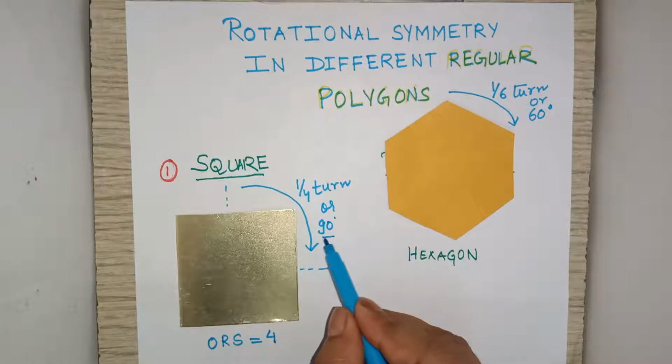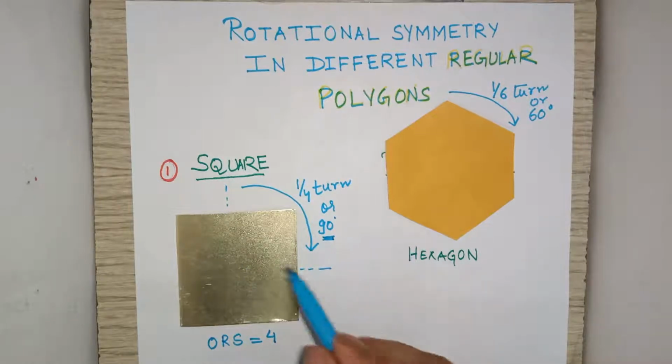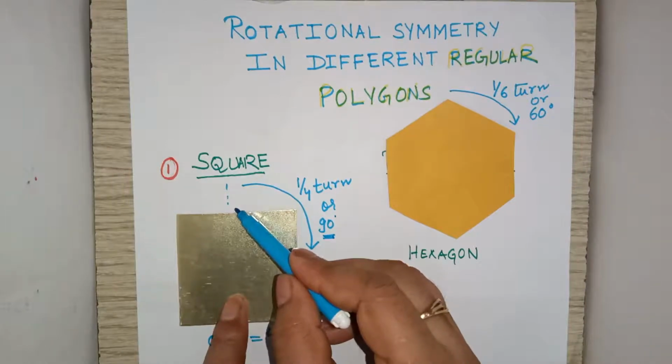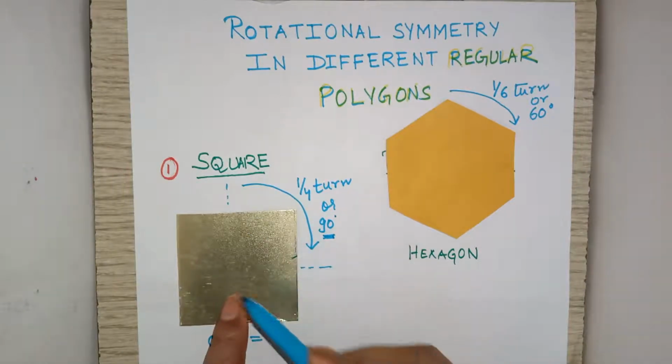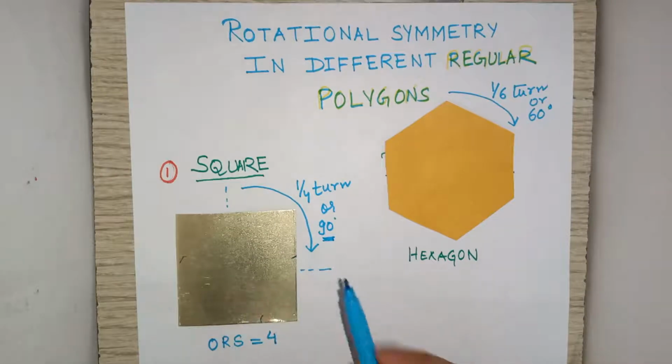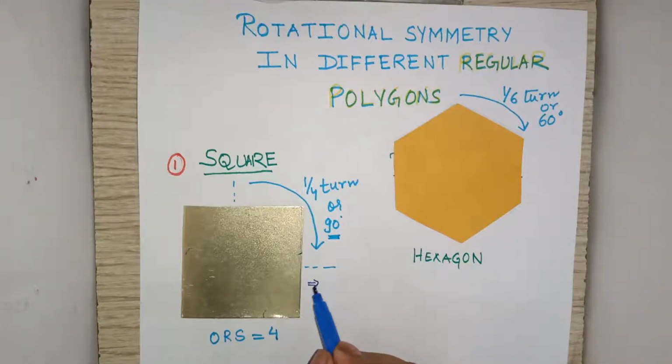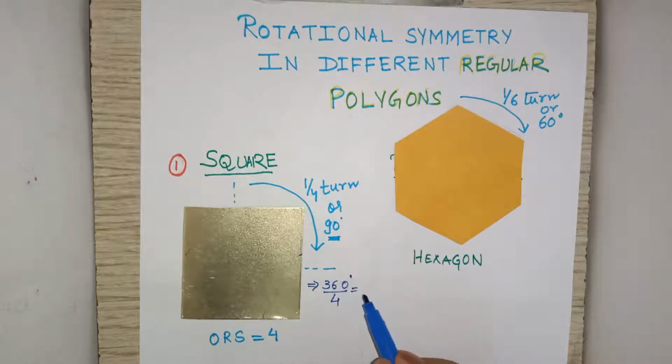And how will you know that you have to rotate by 90 degrees? You can see here children, it has 4 sides. One side is this, second side is this, third side is this, fourth side is this. So what we will do here children, in one complete rotation there is a 360 degree turn. So you will divide it by 4. When you divide it by 4, you will get 90 degrees, which means the first turn where it will look like its original shape is 90 degrees.